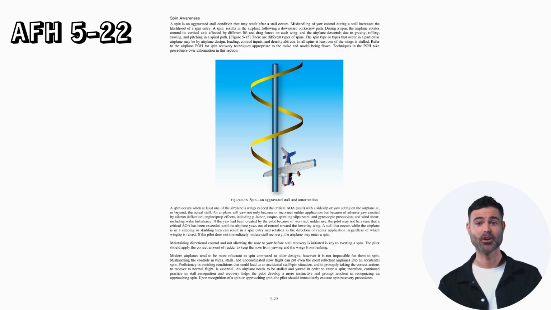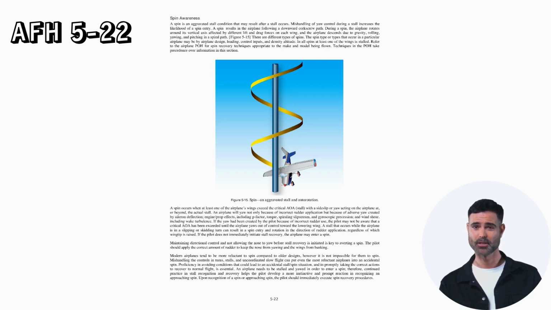A spin occurs when at least one of the airplane's wings exceeds the critical AOA stall with a side slip or yaw acting on the airplane at or beyond the actual stall. An airplane will yaw not only because of incorrect rudder application, but because of adverse yaw created by aileron deflection, engine prop effects, including P-factor, torque, spiraling slipstream, and gyroscopic precession, and wind shear, including wake turbulence.